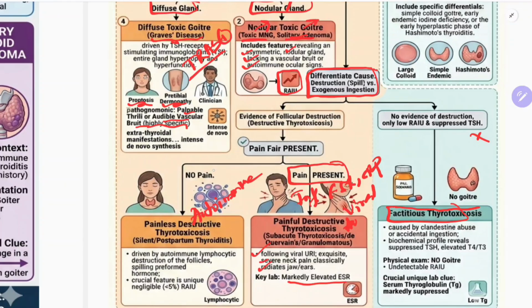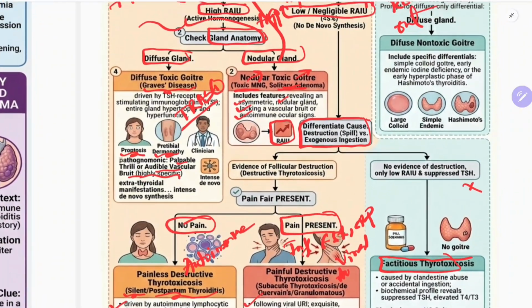But if this is painless thyroiditis and there is low RAIU, then that means it is autoimmune destruction of the gland leading to leakage. So it is seen in two conditions, silent or postpartum thyroiditis. This is driven by autoimmune lymphocytic destruction of the follicles, spilling preformed hormone. Crucial feature is negligible radioactive iodine uptake. So lymphocytic destruction is there here. Okay, that's how you differentiate.